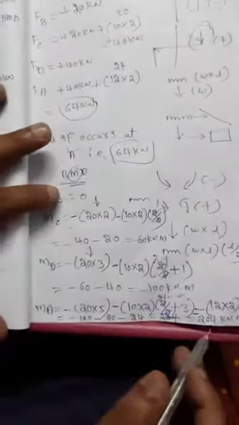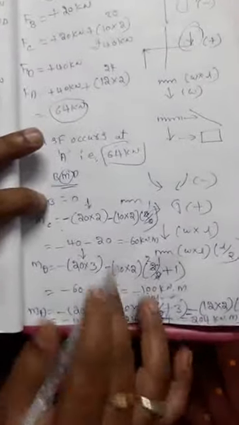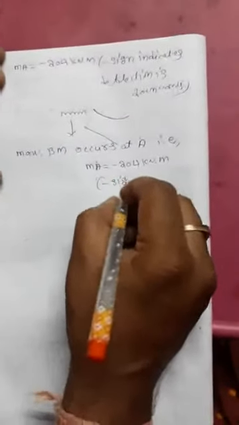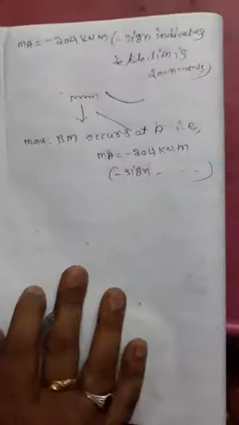And next, finally you can write the maximum bending moment value. That is, maximum bending moment occurs at A. Why? Because from these values 204 is the highest value, the maximum value. So on A, that is MA equal to minus 204 kilonewton into meter. That is, minus sign indicates deflection is downwards. Okay, so this is the problem.